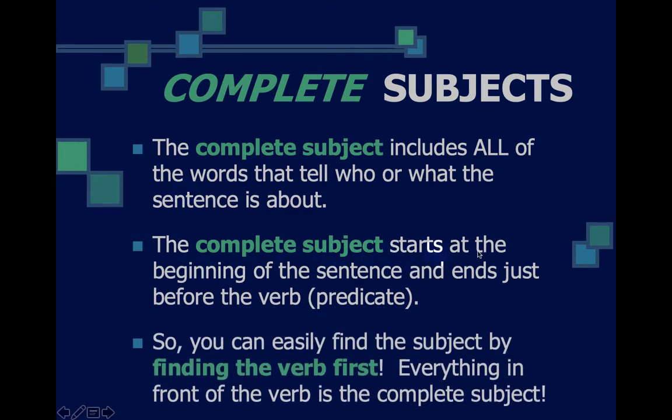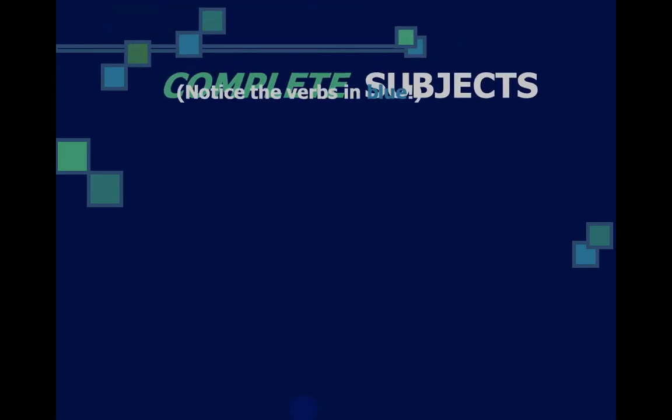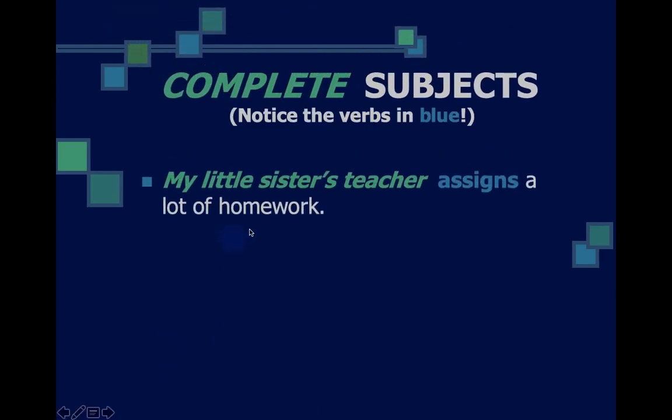The complete subject starts at the beginning of the sentence and ends just before the verb or the predicate. So you can easily find the subject by finding the verb first. Everything in front of the verb is the complete subject. So if we found the verb, anything that comes before the verb is the complete subject. For example, my little sister's teacher assigns a lot of homework. Assigns is the verb. Everything before the verb is the complete subject.